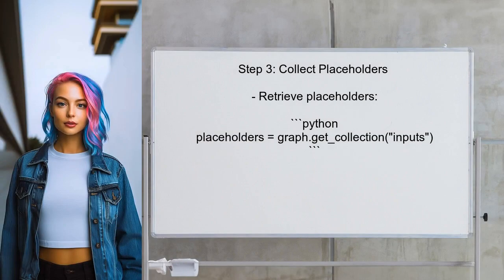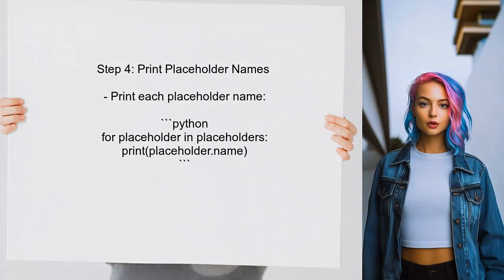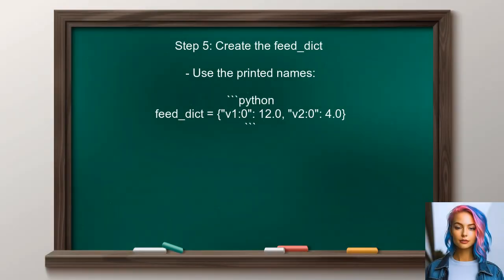Now the user should collect all the placeholders from the graph. This can be done using the get_collection method with the inputs collection key. After collecting the placeholders, the user can print their names. This will provide the necessary information to construct the feed dict. Finally, the user can use the printed names to create the feed dict for running the model. This allows for input without needing the original model code.